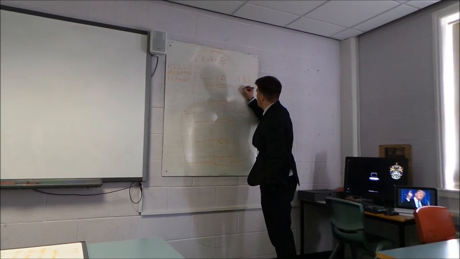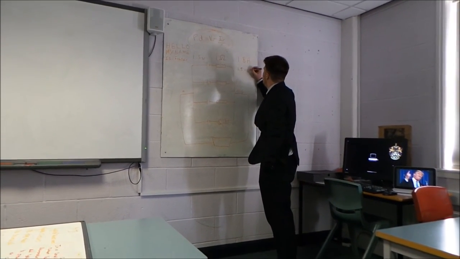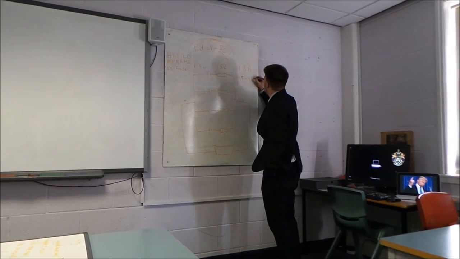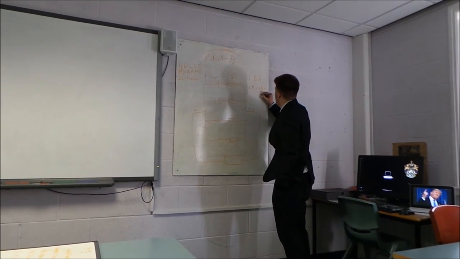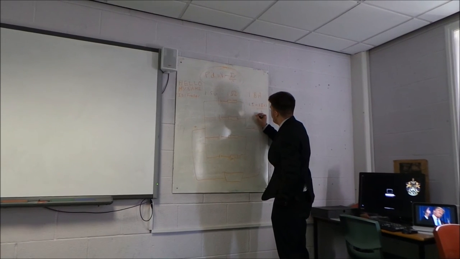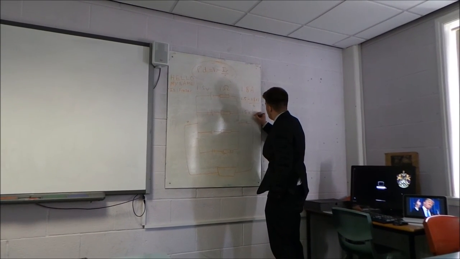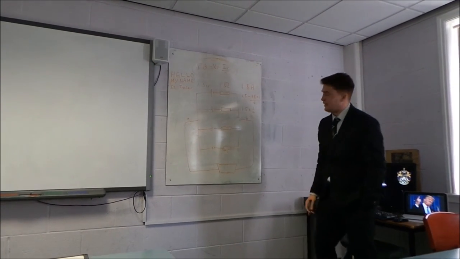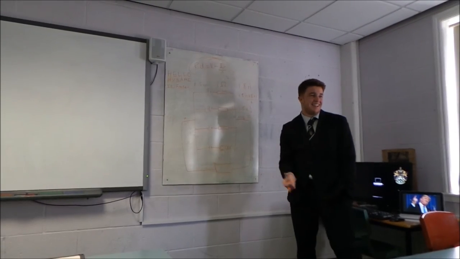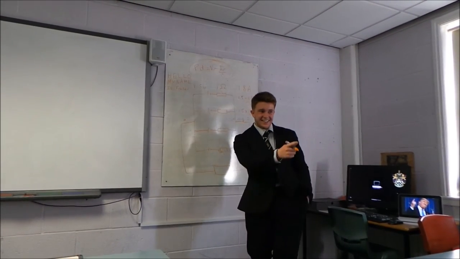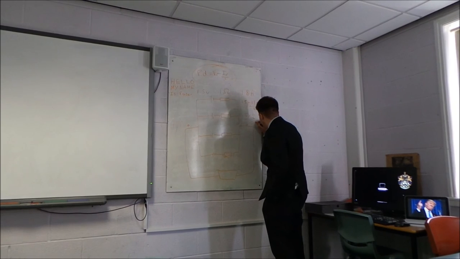So, we've got 1.5 minus 1.8 times by 1 over 4, which gives us 1.5 times by 1/4, which gives us 0.375.